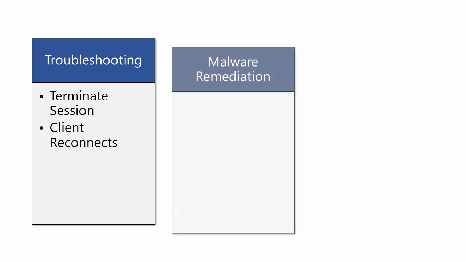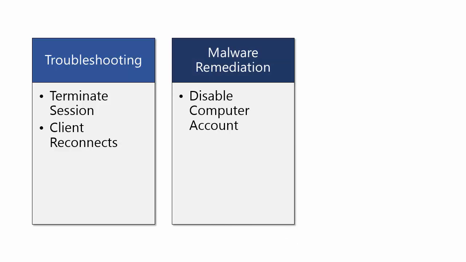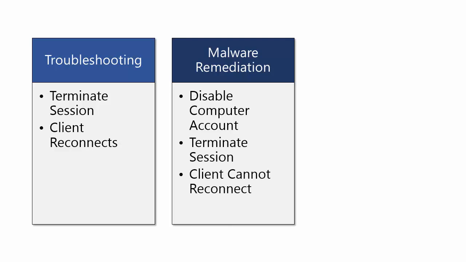For troubleshooting purposes, selecting the Reset Connection option terminates the client's active session, forcing the client to reconnect. This happens automatically. If a connected DirectAccess client is found to be infected with malicious software, selecting the Disable option will disable the computer's account in Active Directory and terminate the active session. The client will be unable to reestablish a connection until the administrator re-enables the computer's account in Active Directory.